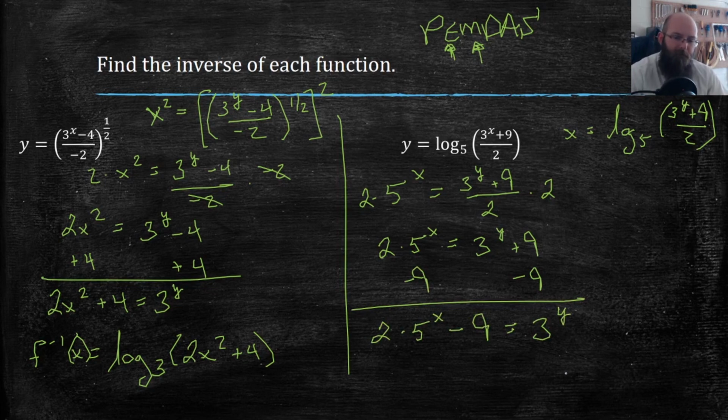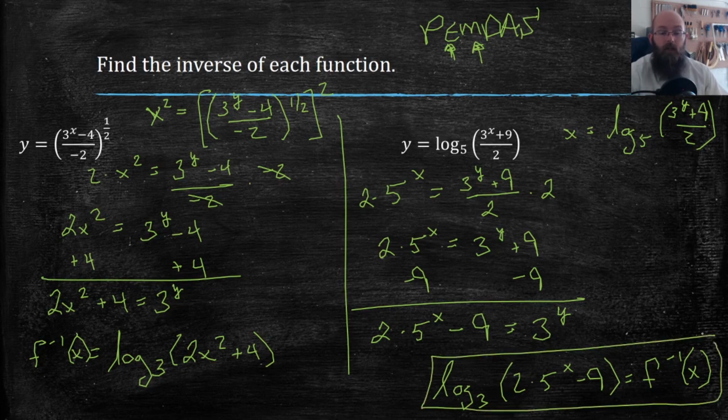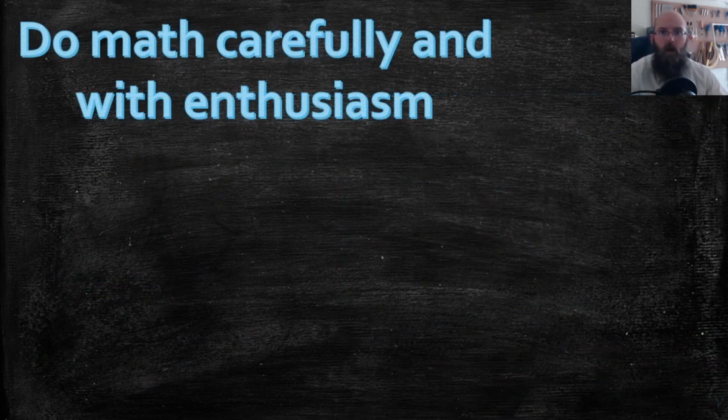Not too bad. But now I need to get my y out of my exponent. To do that, I go into log form. So I get log base 3 of 2 times 5 raised to the x minus 9. That all equals my y, or in this case, my inverse function. Let's double check ourselves. 3 to the y equals 2 times 5 raised to the x minus 9. 3 to the y equals that stuff. Sweet, we did it. Go team. Next one, folks. You ready for it? Oh, we're done.